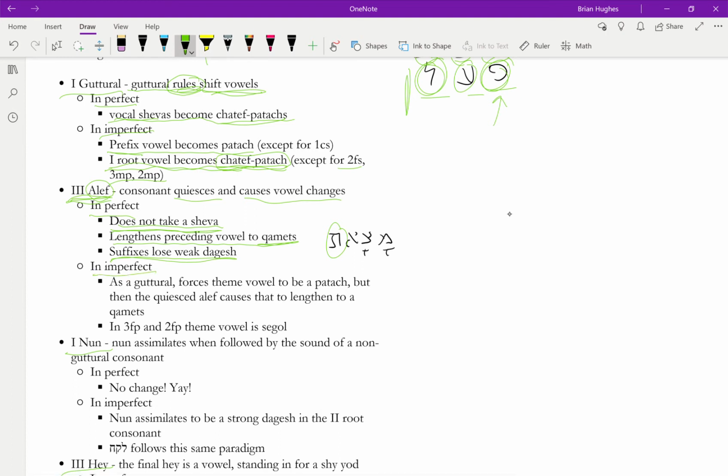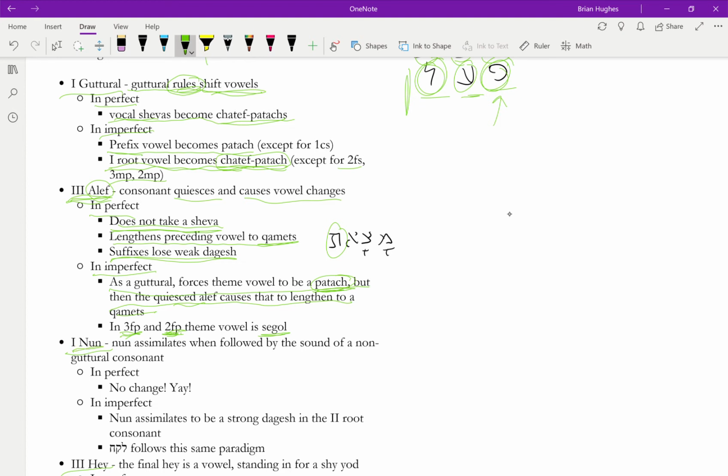In the imperfect, as a guttural, it forces the theme vowel to be a patach, but then the quiesced alef causes that to lengthen to a kametz. And so instead of the yiktol, the cholem you'd have over the second root consonant, it wants an A-class vowel, but then it quiesces, and so we get this alef most of the time, except for the tiktolna forms, the third feminine plural and the second feminine plural. There, the theme vowel is a segol for some reason. So we get tim tsena.